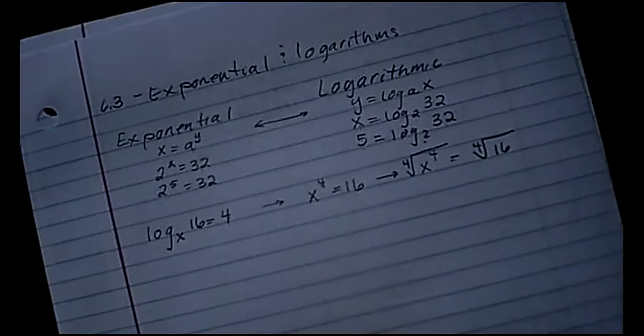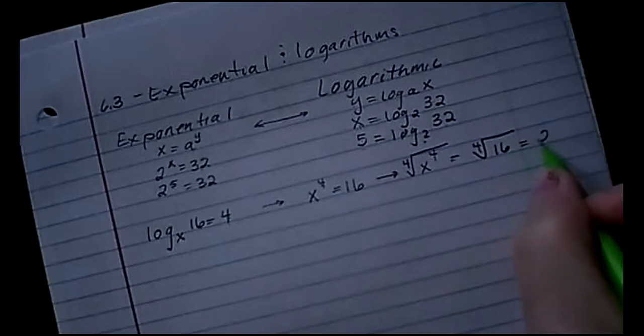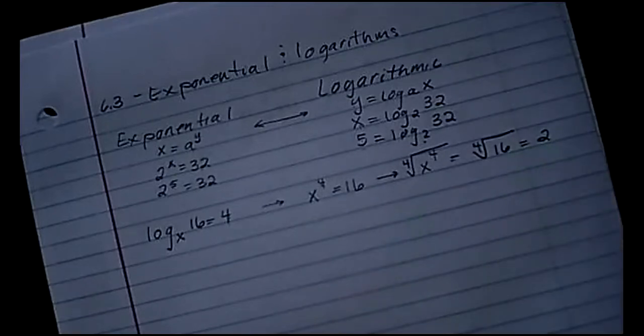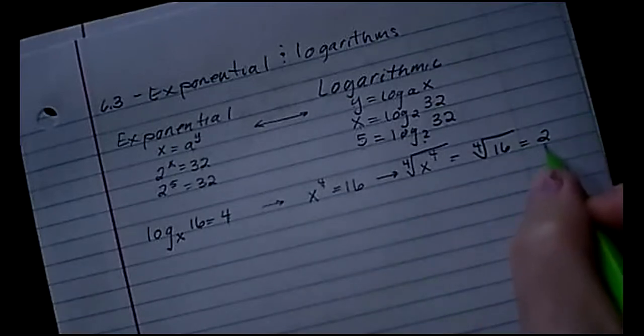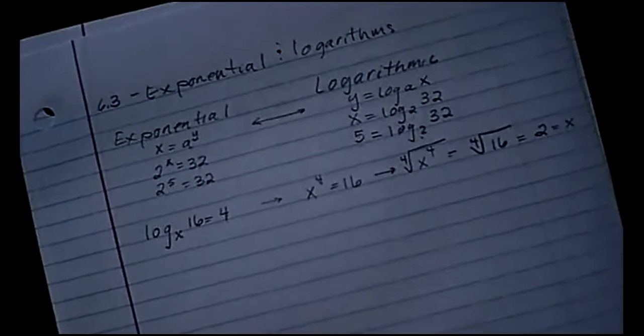So then the question is, well, what is the 4th root of 16? So you can put that into your calculators. All right, and so the 4th root of 16 would be 2. So the answer there is x equals 2. All right, so x equals 2 for that.